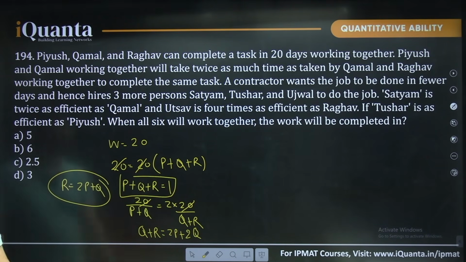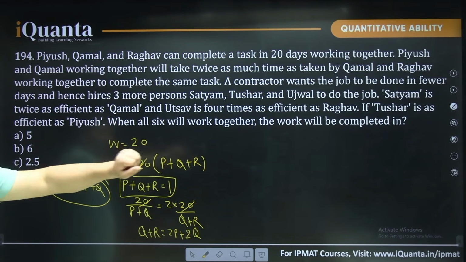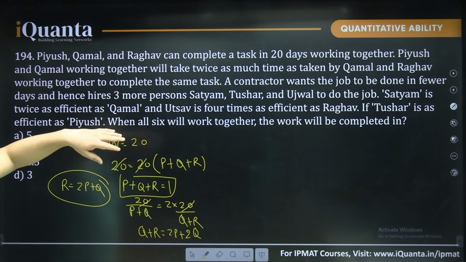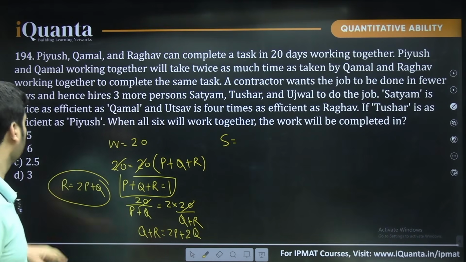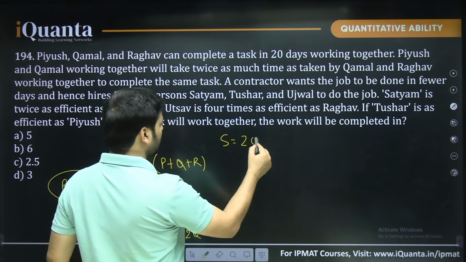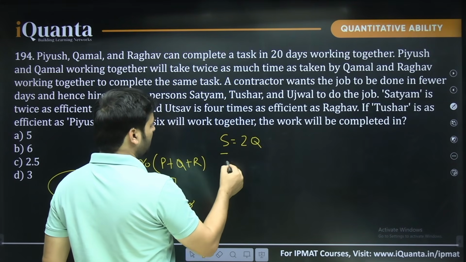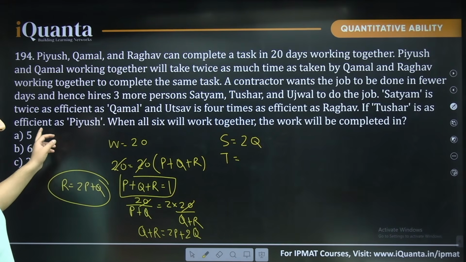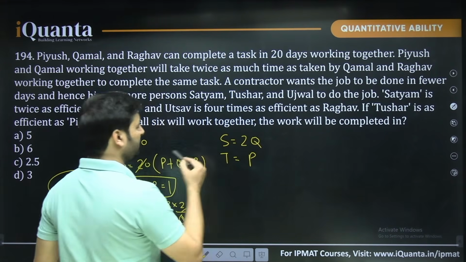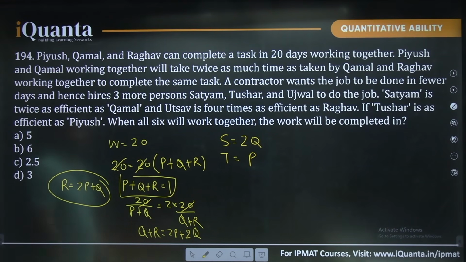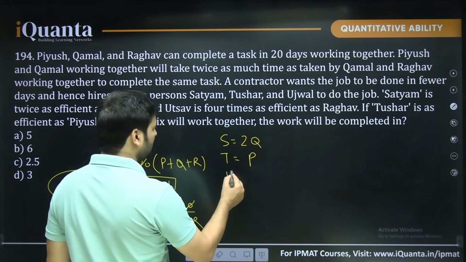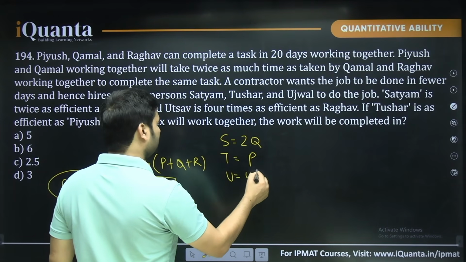Now what does the question need? It wants us to find out the time taken when all 6 work together. And they have given us 3 more people, S, T, U. Satyam is twice as efficient as Kamal, so 2Q. Then Tushar is as efficient as Piyush, so P. Then Utsav is 4 times as efficient as Raghav.